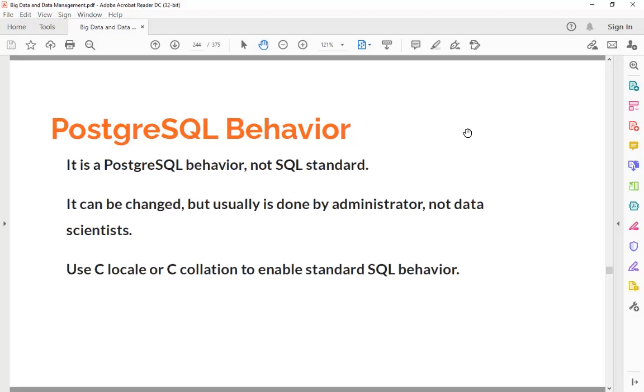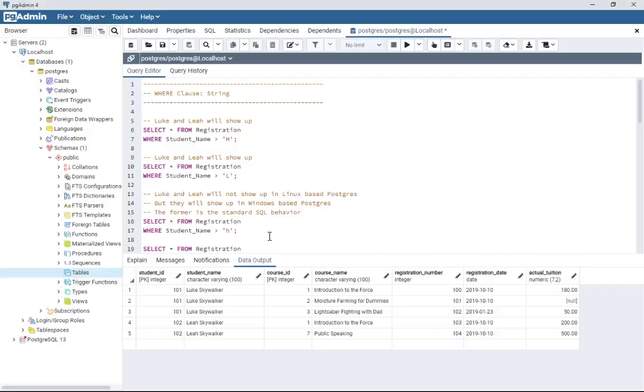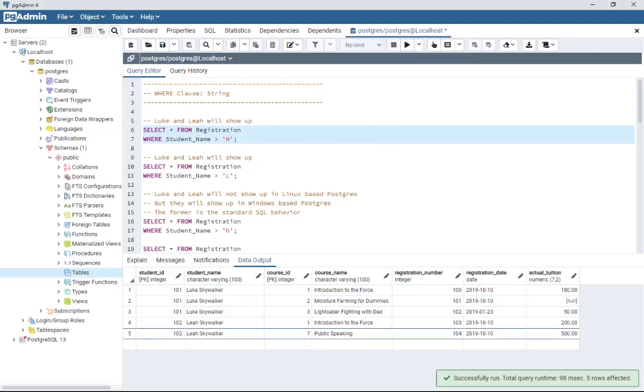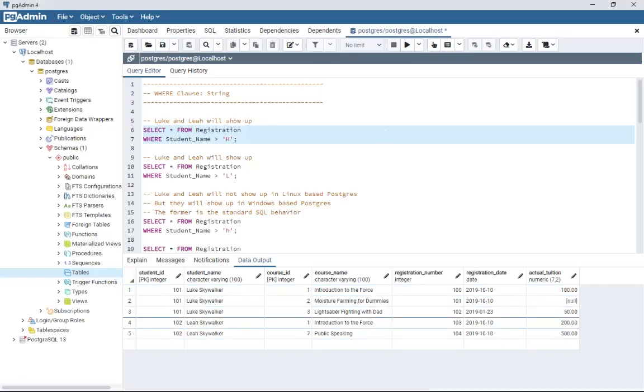Okay, so let's go to Postgres pgAdmin, and we will run some real SQL. First thing, I'm still using the same database and the same SQL tables I created just now. So I'm going to select from registration where student name is greater than H, which will give me Luke and Layer. Right, we have five rows, and 3 are Luke, 2 are Layer, and L is greater than H, right?